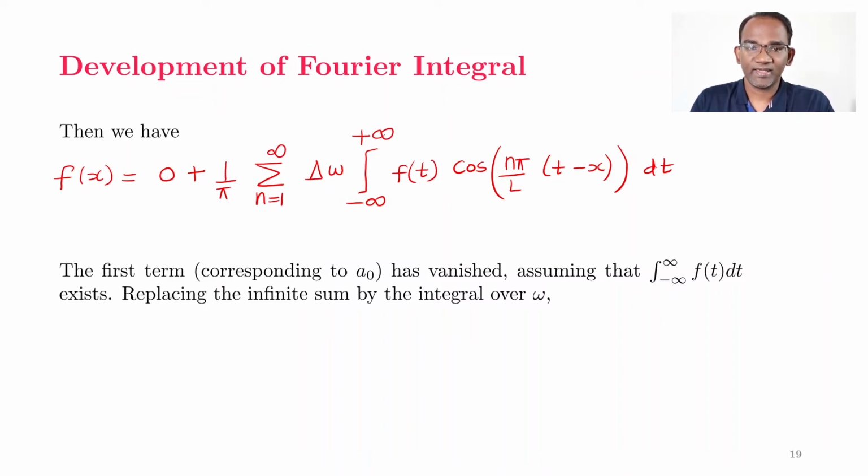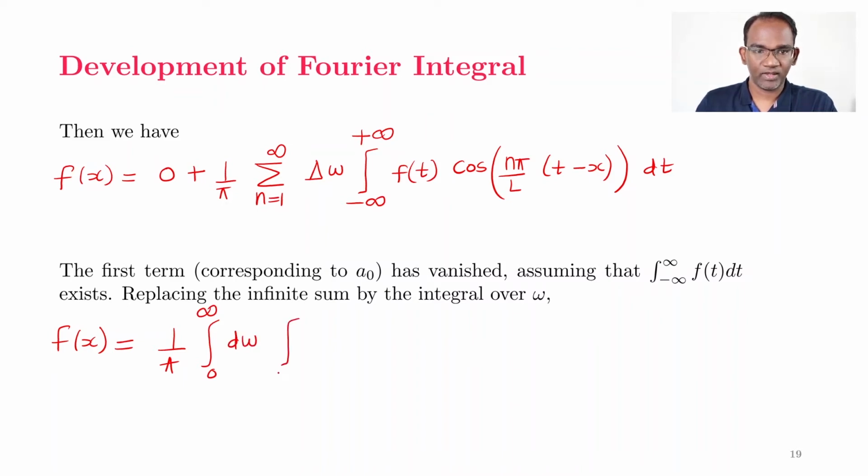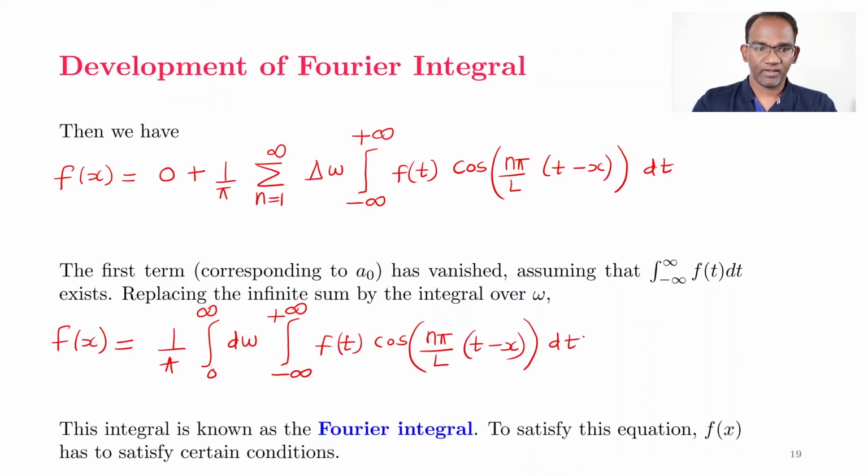Now, replacing the infinite sum by the integral over omega, we can write this as f(x) equal to 1 over pi integral 0 to infinity d omega, then integral minus infinity to plus infinity f(t) cos of (n pi divided by l)(t minus x) dt. And this integral is known as the Fourier integral.